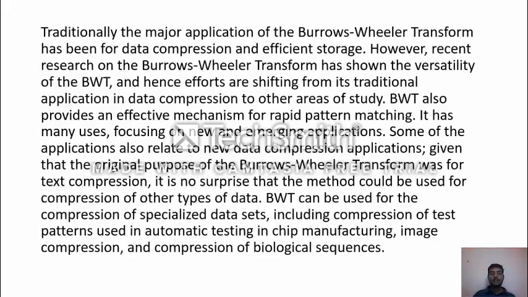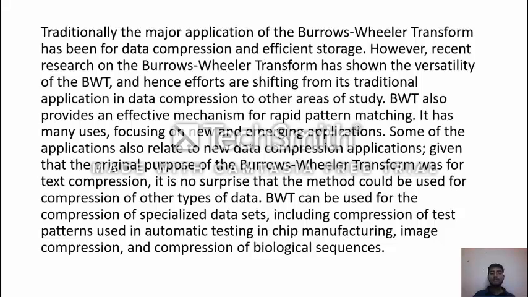Applications of the Burrows-Wheeler algorithm. Traditionally, the major application of the Burrows-Wheeler transform has been data compression and efficient storage. However, recent research on the Burrows-Wheeler transform has shown the versatility of the BWT, and hence efforts are shifting from its traditional application in data compression to other areas of study. BWT also provides an effective mechanism for rapid pattern matching. It has many uses, focusing on new and emerging applications. Some of the applications also relate to new data compression applications.